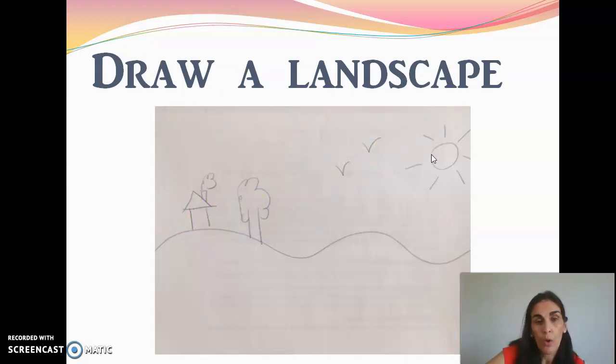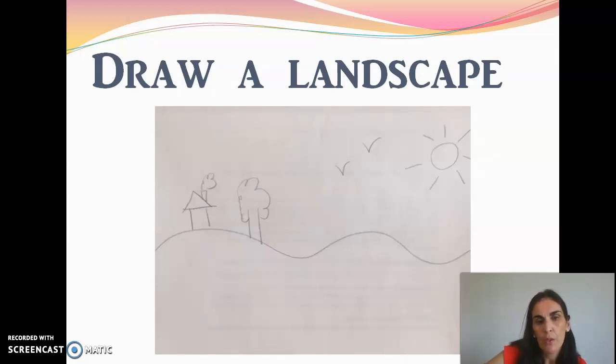or you can draw other things. You can draw a city, or you can draw a school, some children, whatever you want. Okay, you have to draw a landscape. This is just one example. You don't have to repeat the picture. Okay, it's just one example.